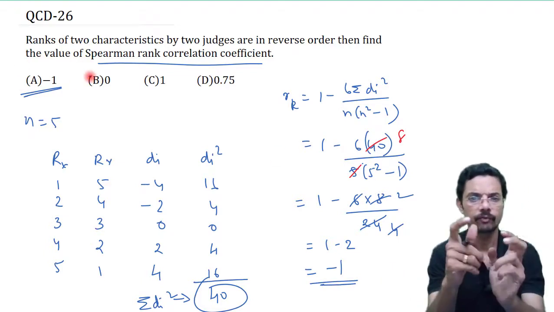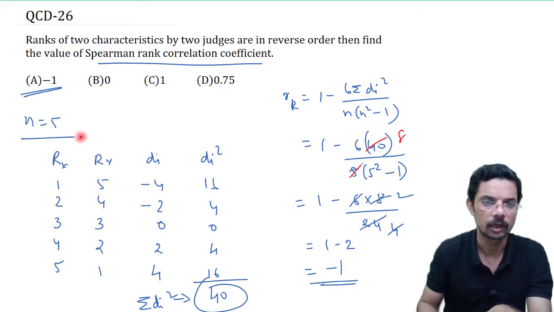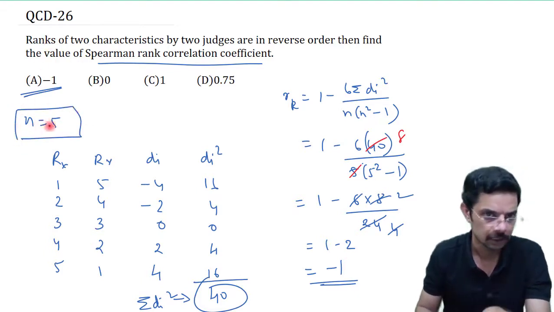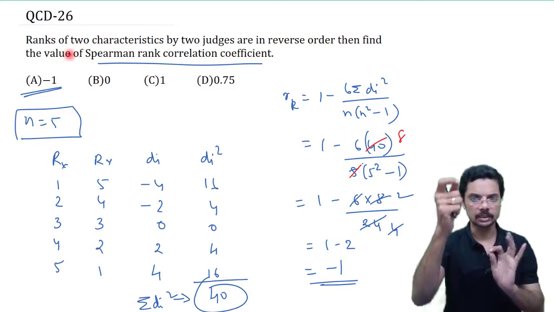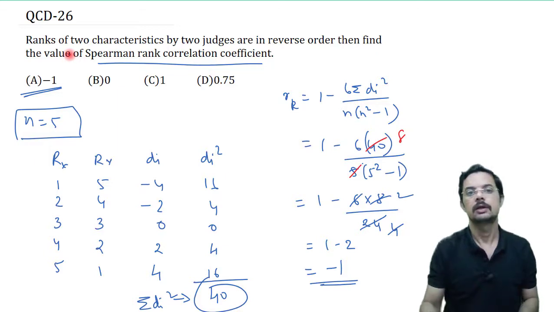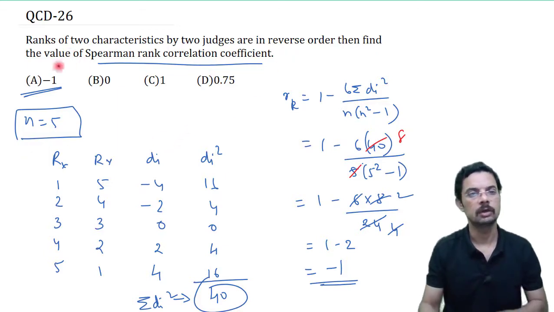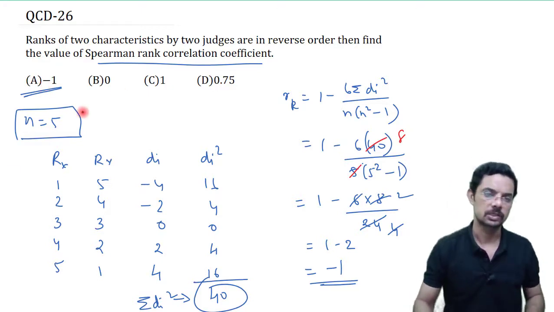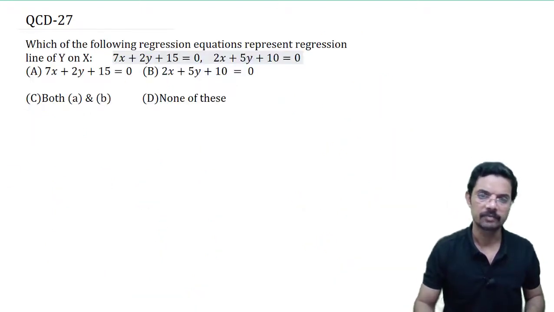This is true for any value of n. I have just, for the sake of understanding, taken an example for n equal to 5. In case the ranks are in exactly reverse order, then the Spearman's rank correlation coefficient will be minus 1. Okay, so next question, question number 27.